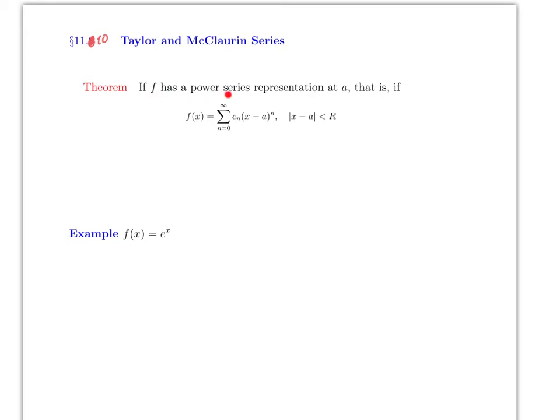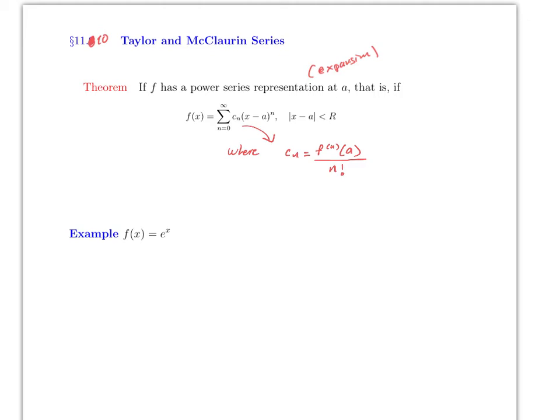If f has a power series representation at a, sometimes this is called expansion. That is, if f of x can be written like this, where this is the part that is new right now. To find these values, c n is the nth derivative evaluated at a divided by n factorial.